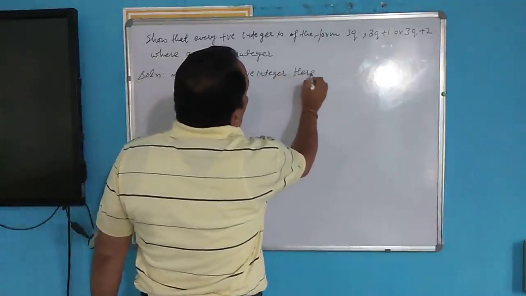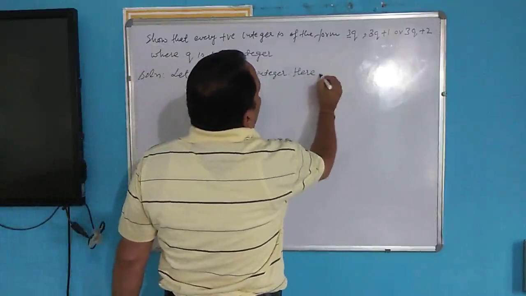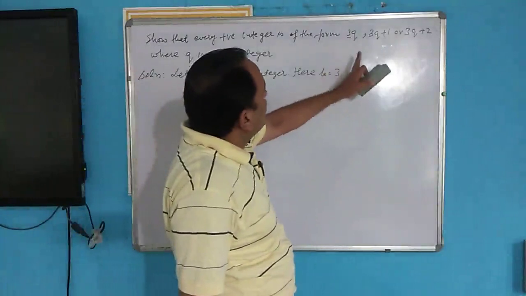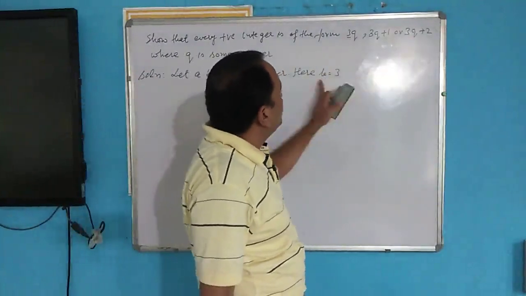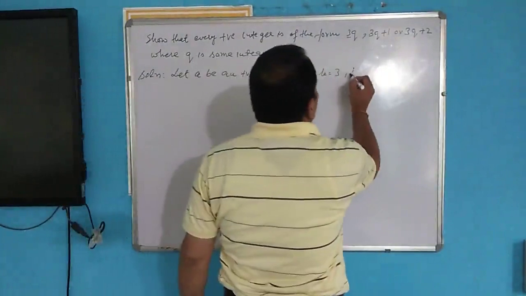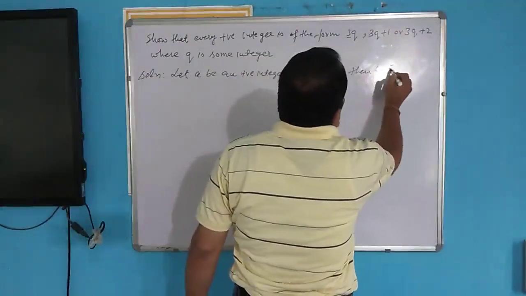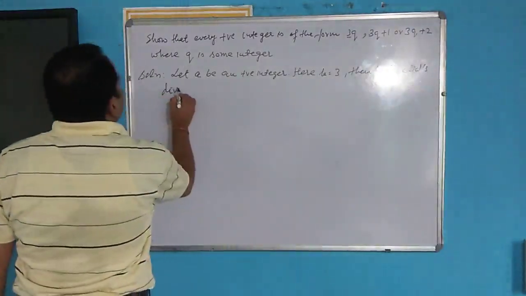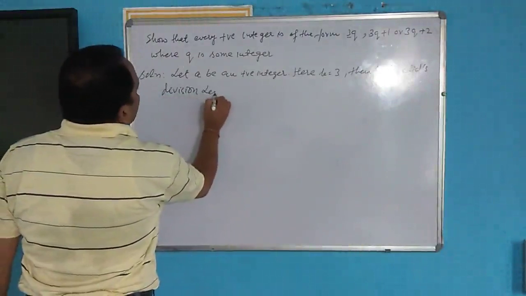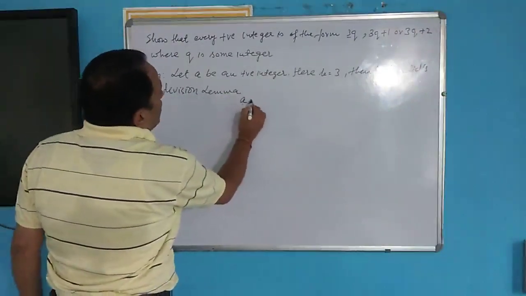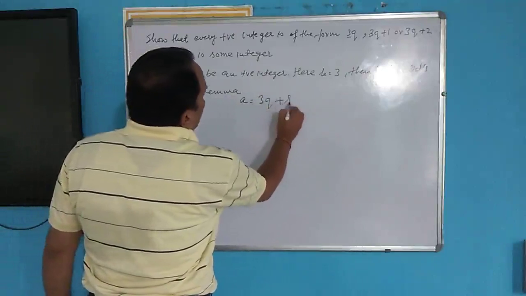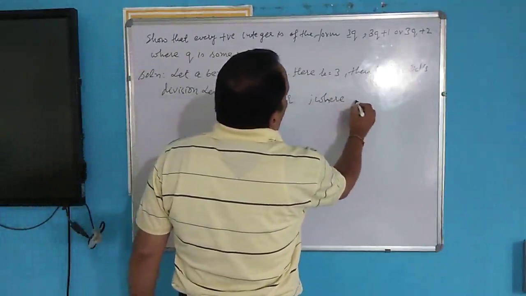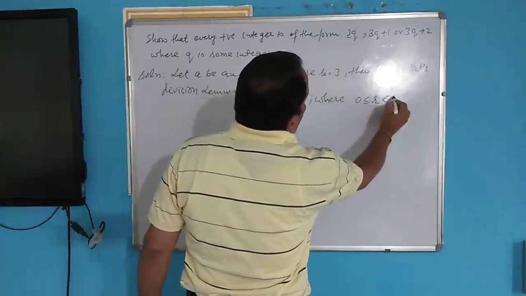Here if we compare these three forms, then b comes out to be 3. Then by Euclid's division lemma, a is equal to 3q plus r, where 0 less than or equal to r less than 3.